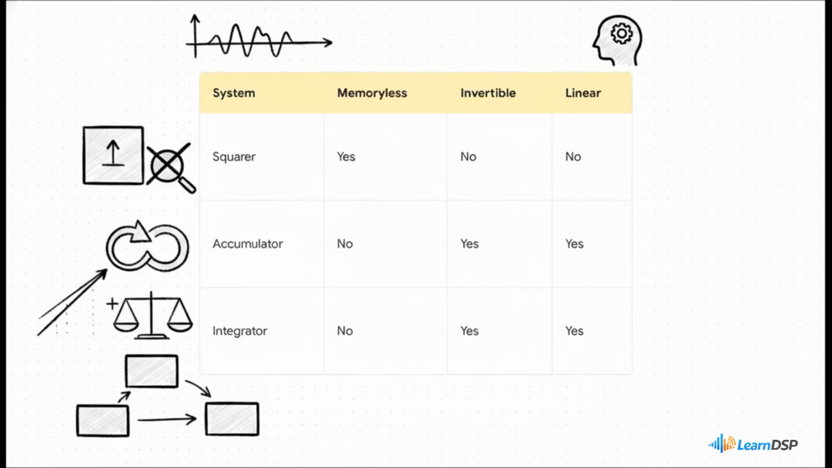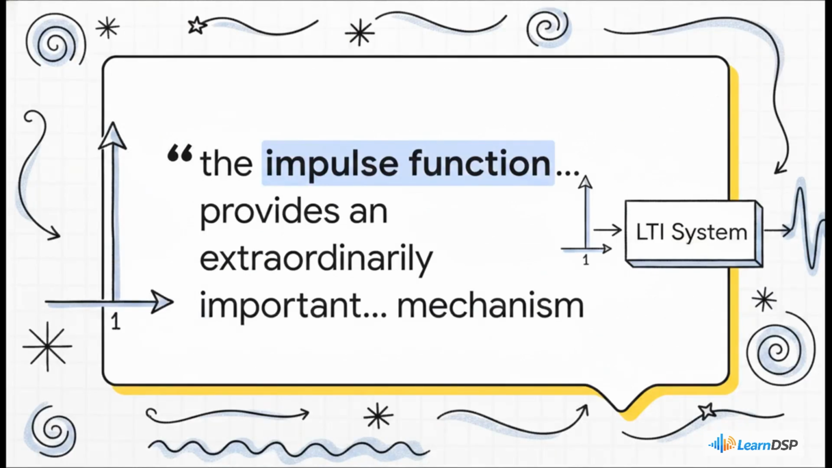To quickly summarize the massive amount of lab testing we just did, let's look at the scorecard for these three systems. The square is memoryless, sure, but it fails invertibility and linearity. Meanwhile, the accumulator and integrator both require memory, but they are invertible and strictly linear. By cataloging systems like this, engineers know exactly which mathematical tools they are allowed to pull out of their toolbox to use on them. So the crucial point is perfectly captured by our source material right here.